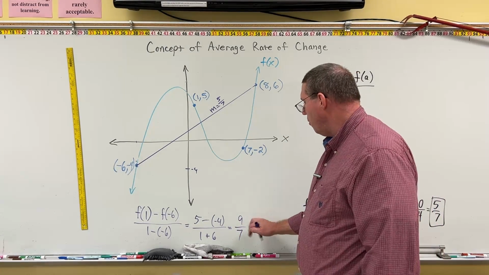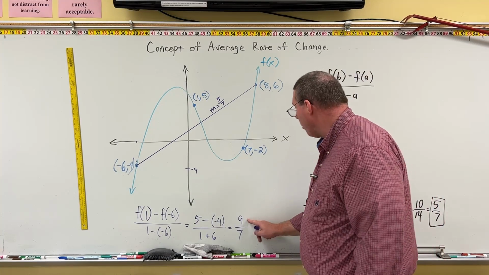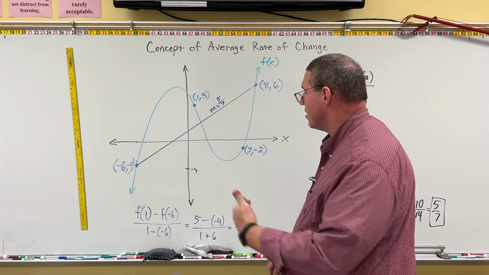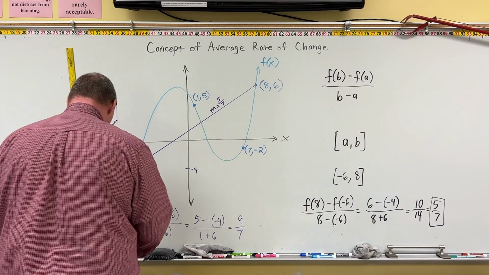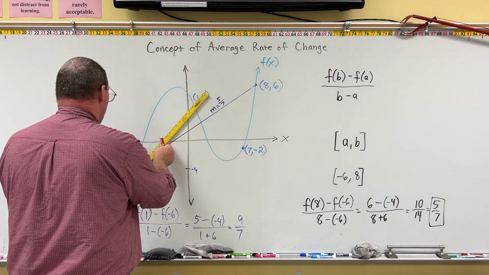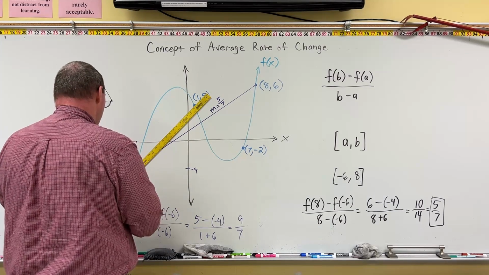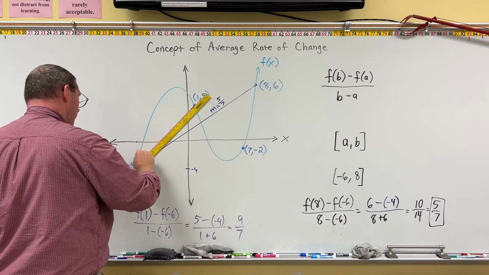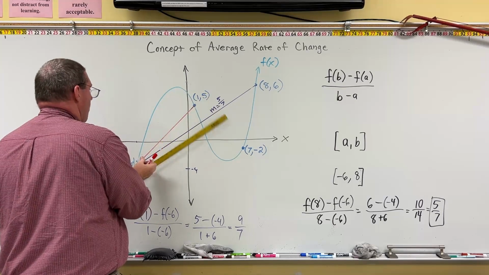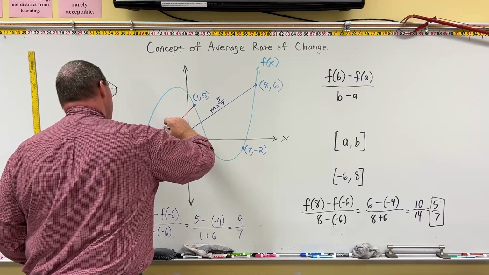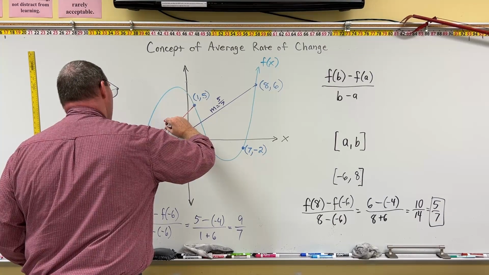And so the slope is 9 over 7, which is steeper than 5 over 7. 5 over 7 is less than 1. 9 over 7 is greater than 1, so it's steeper than 1. And it sure is. Look here. If I draw a line between these 2 points, you can see that this red line is steeper than the purple line. This line is steeper, and it has a slope of 9 over 7.